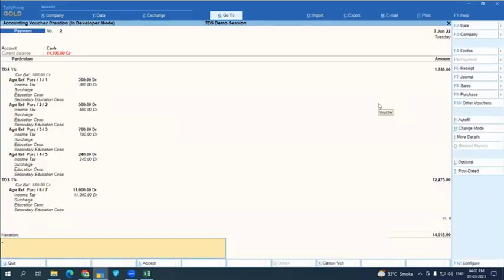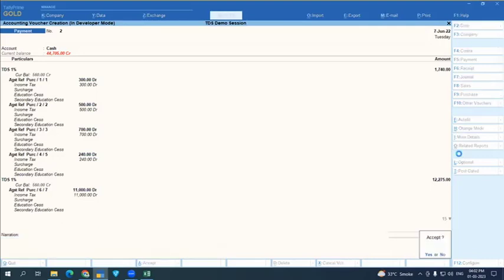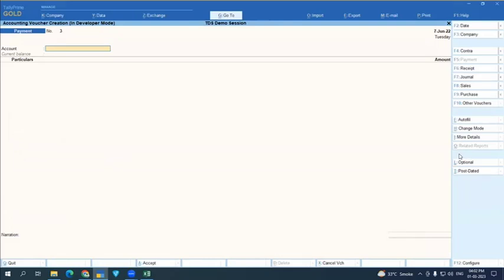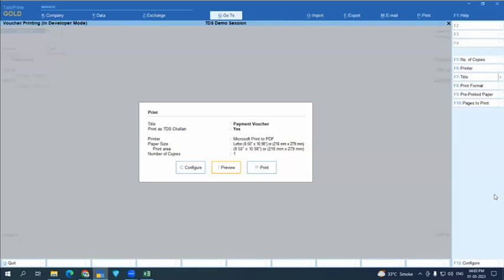See the magic again. TDS is deducted for non-company on one side, and TDS is deducted, paid for company on the other side. Automatically done by Tally. So you can put narration here, pass entry. Just I am going to page up. See, details are gone. In F12, if you can set yes, then it will be showing. Control P and preview.